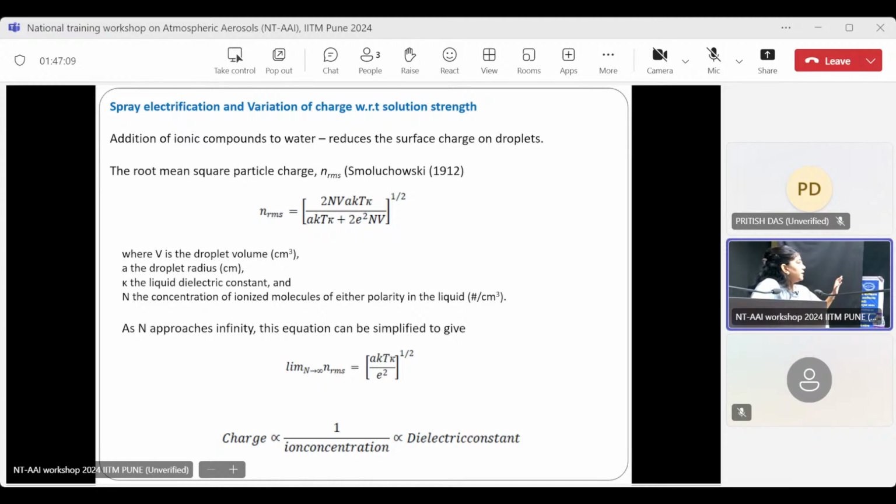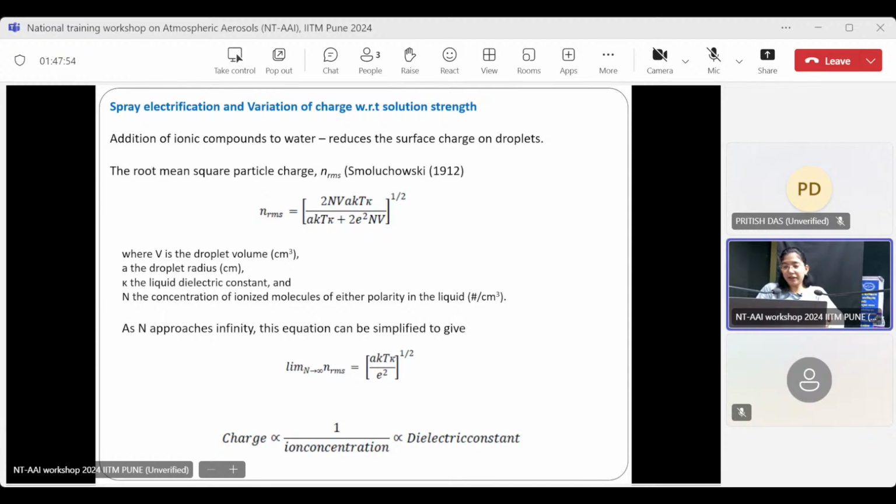So again, we can just see the relation of how it depends on the parameters. You can see the dependence on the dielectric constant. The more the dielectric constant, the more the charge, and the dielectric constant has an inverse relation with the ion concentration. So for example, you have three solutions: 1% NaCl, 5% NaCl, and 10% NaCl. What will be the charge carried by those particles? It will be maximum for 1%. As you increase more and more salt, the charge on the particle will decrease. Okay.